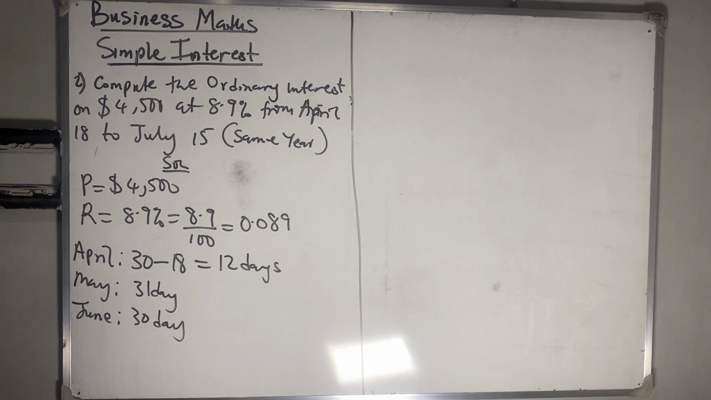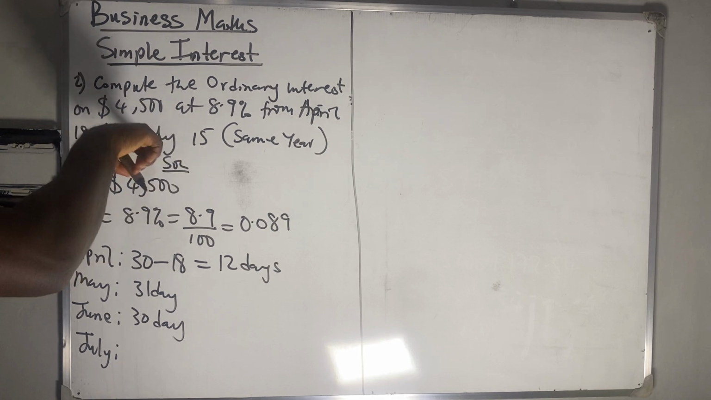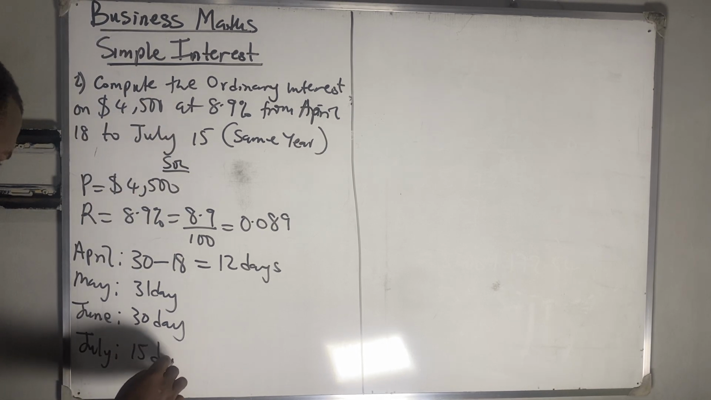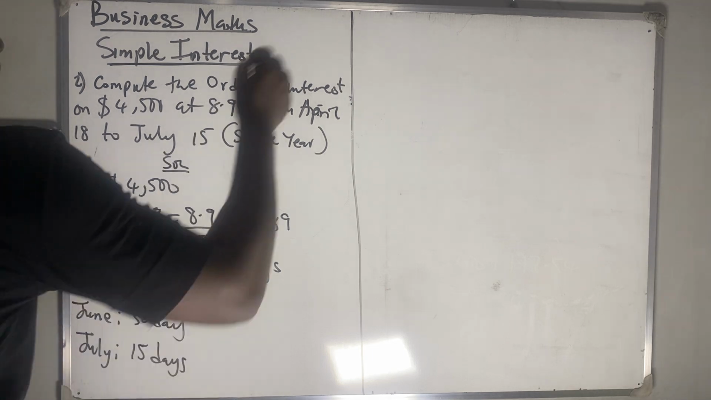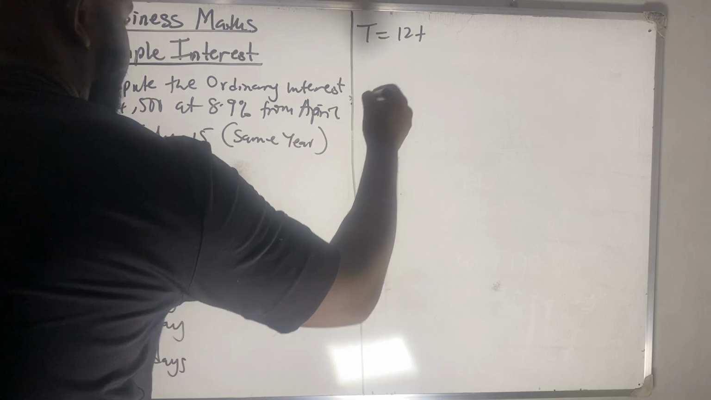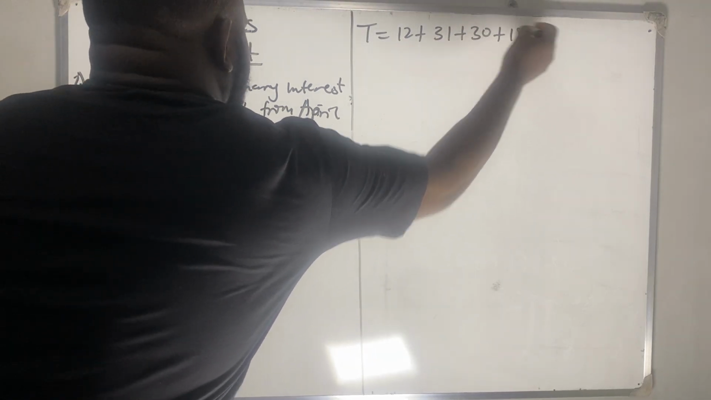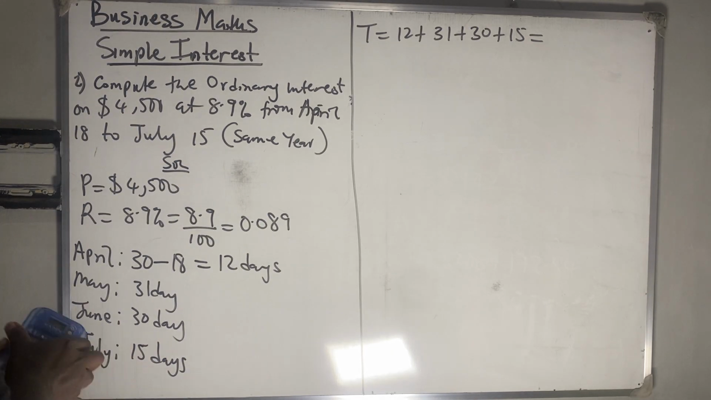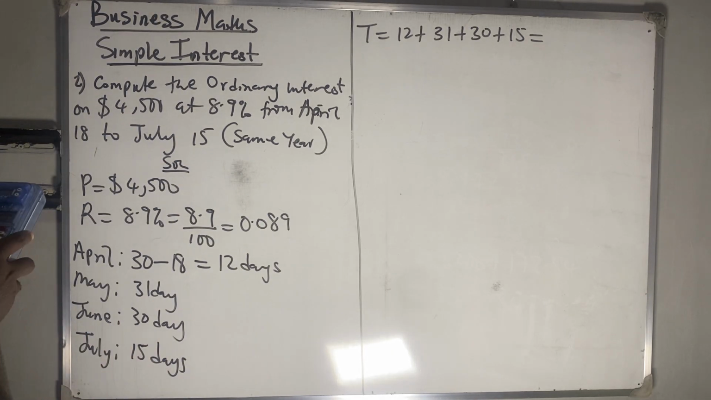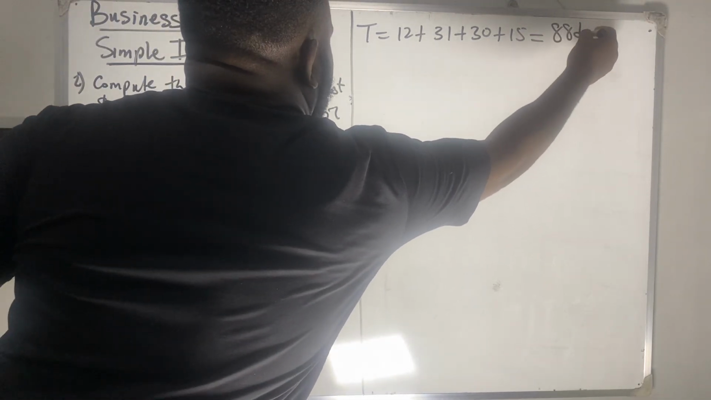Okay. So the next one is now July. In July, he used the money for just 15 days. So the time will now be equal to what? Add all of them: 12 plus 31 plus 30 plus 15. If you add it, you see how many days he used the money. So I have 88 days.